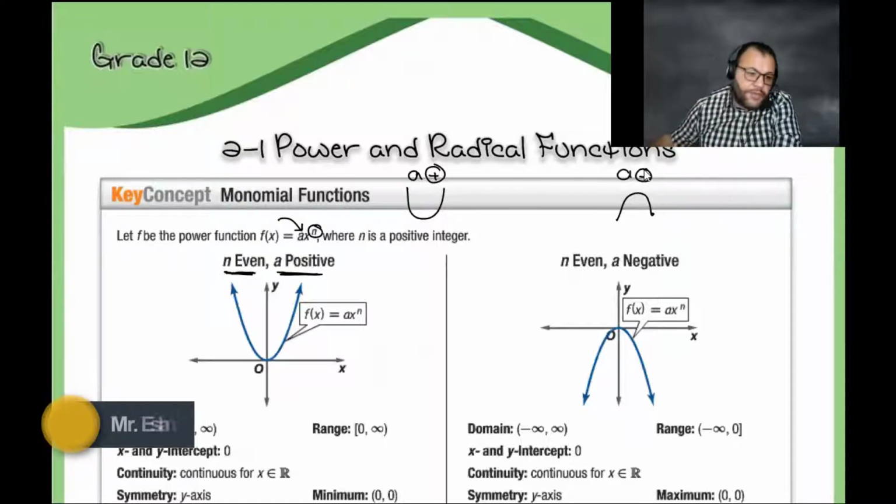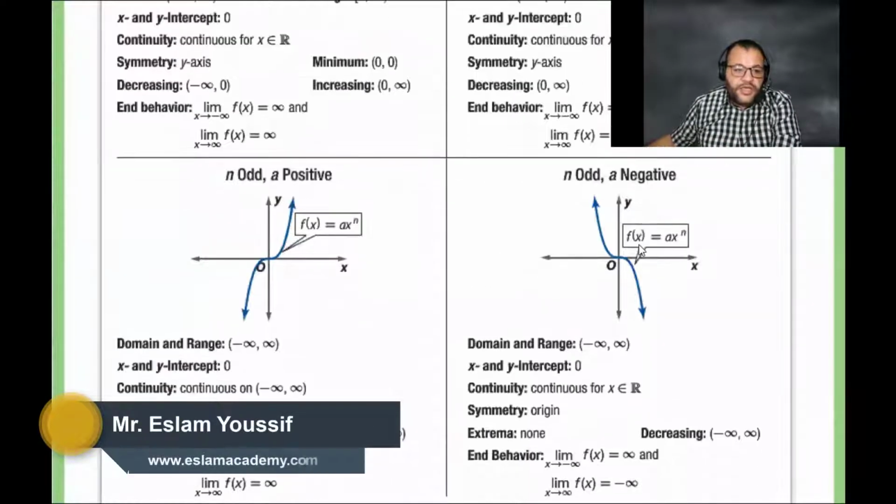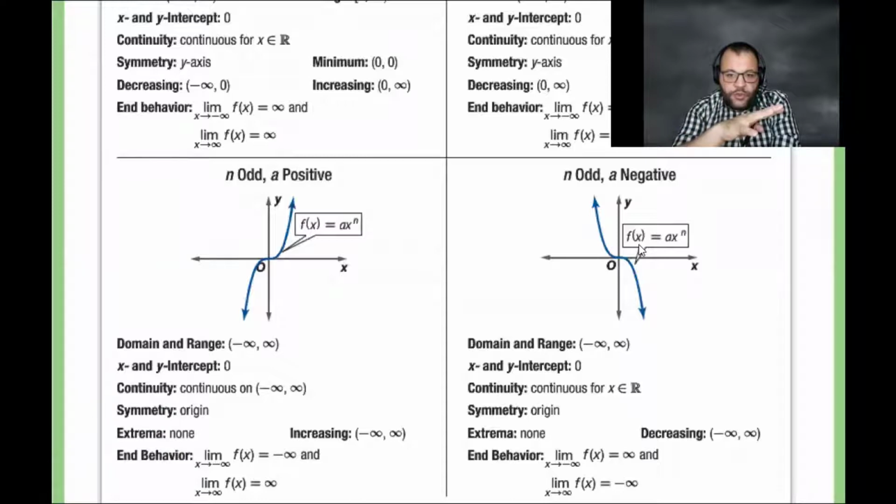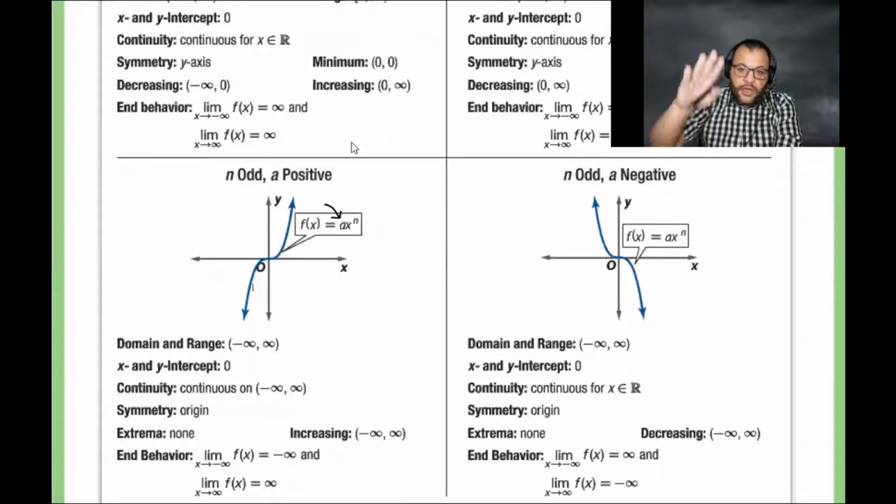Okay. What if N is an odd number? If N is an odd number, we have two cases now. For N odd, one of the end behaviors is going down and the other one is going up. Which one is going up or down depends on A, the leading coefficient. If the leading coefficient is positive, the normal is that we start from down, then go up.